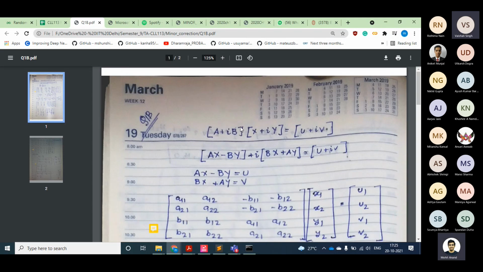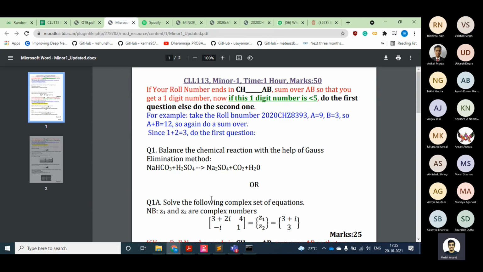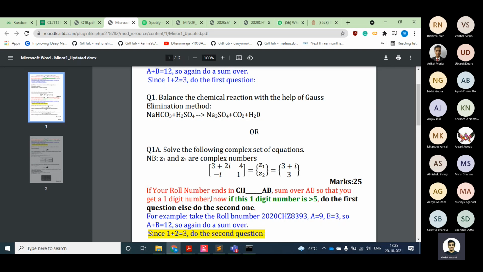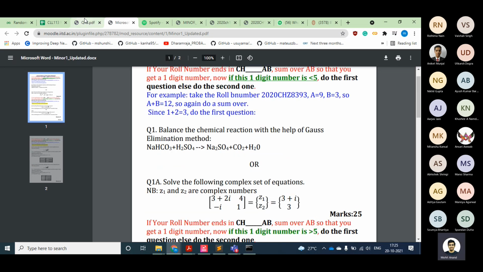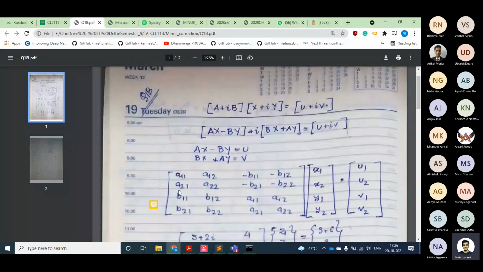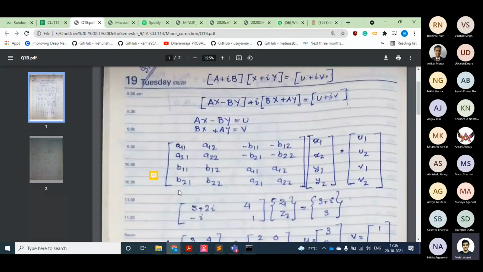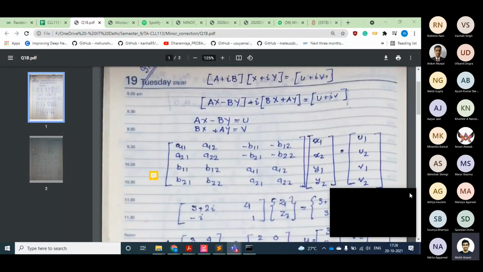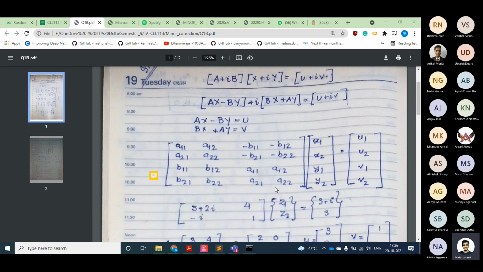In the 1B, you had this, this is the paper, right? In the 1B, you had a complex equation given and you had to find the solution of the two complex numbers. So the first part is just to write the complex equation and acknowledge that you need to find the solution of the equations.